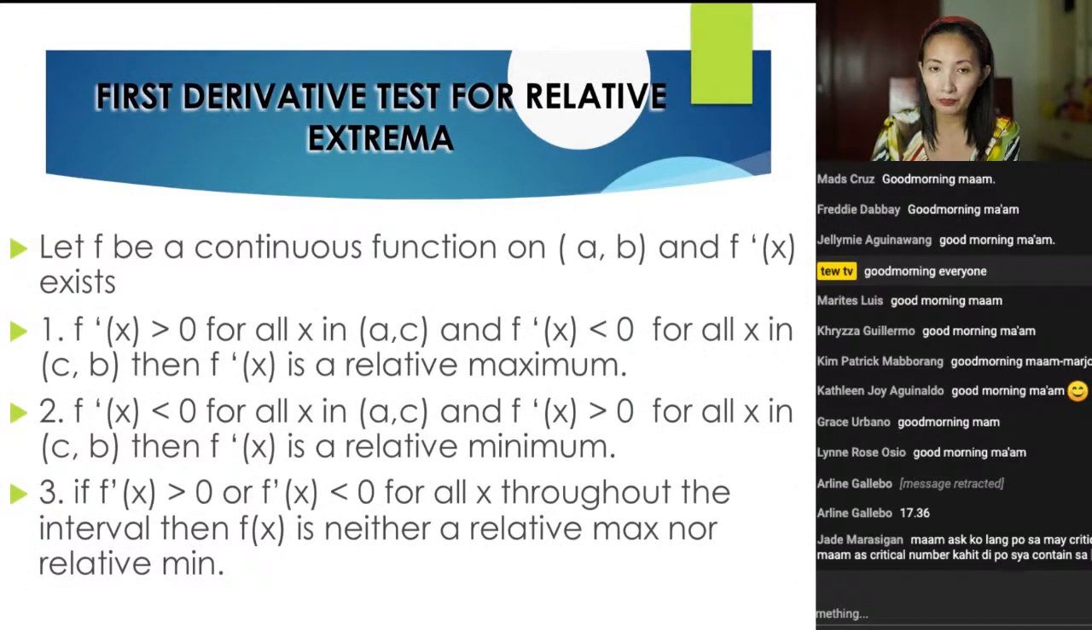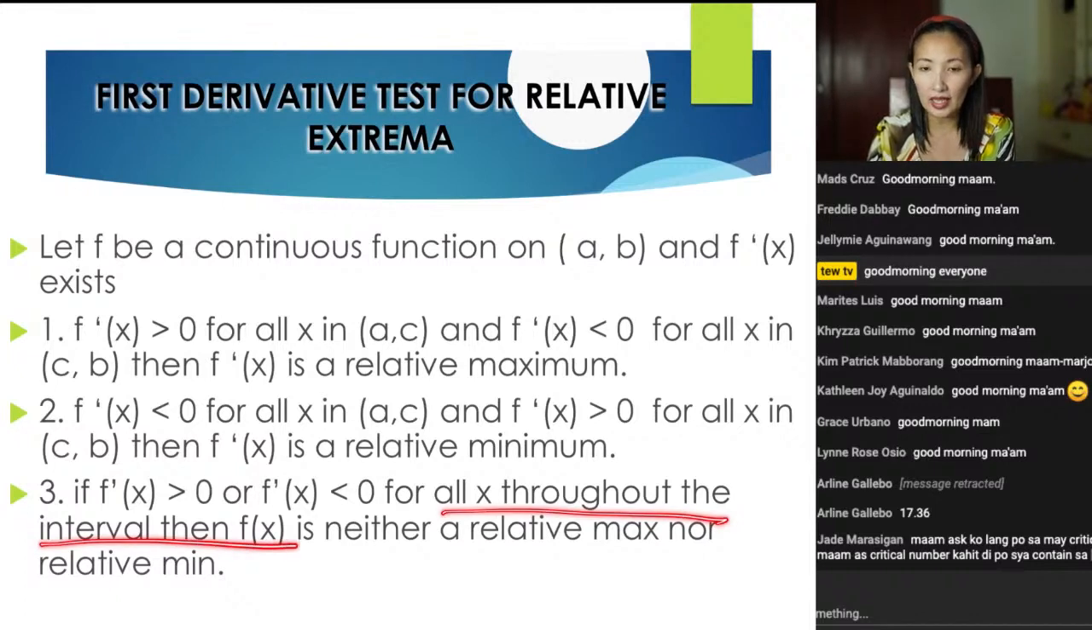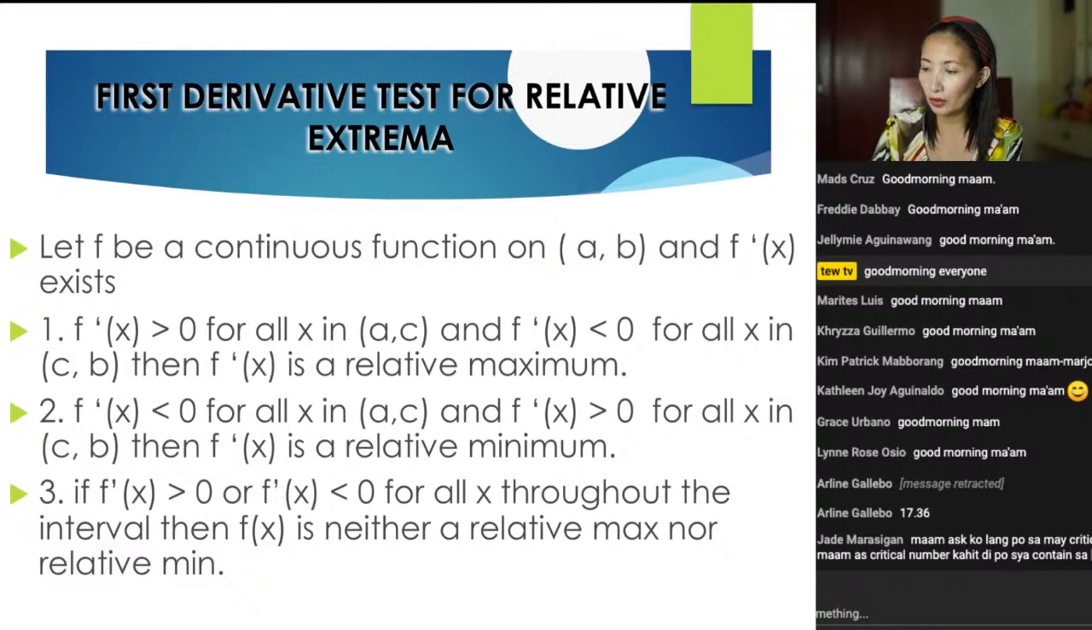Number 3, if f prime of x is greater than 0 or f prime of x is less than 0 for all x throughout the interval AC, then f of x is neither a relative max nor a relative min. Okay, what is it? We will find out later.